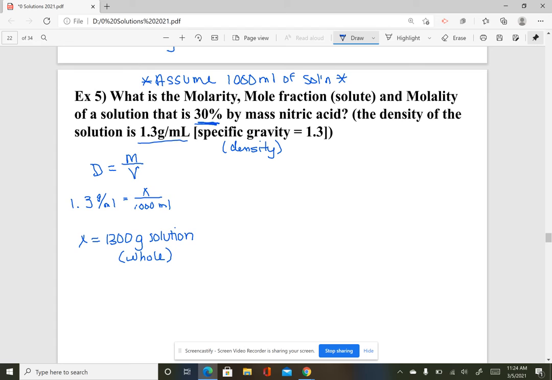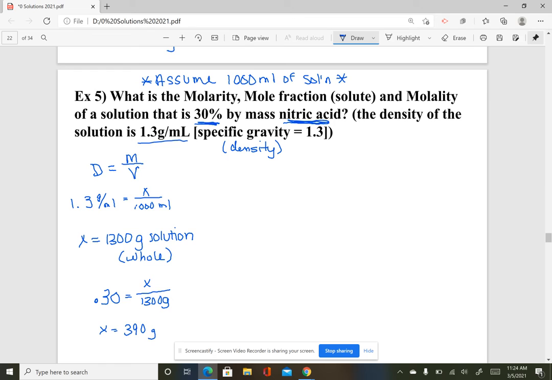So if I use my percent formula, I'm going to plug in the percent right here. I'm going to make it 0.30 to get rid of the percent sign. I don't know the part, but I know the whole solution weighs 1,300 grams. Now if I cross multiply again, I get x equals 390 grams.